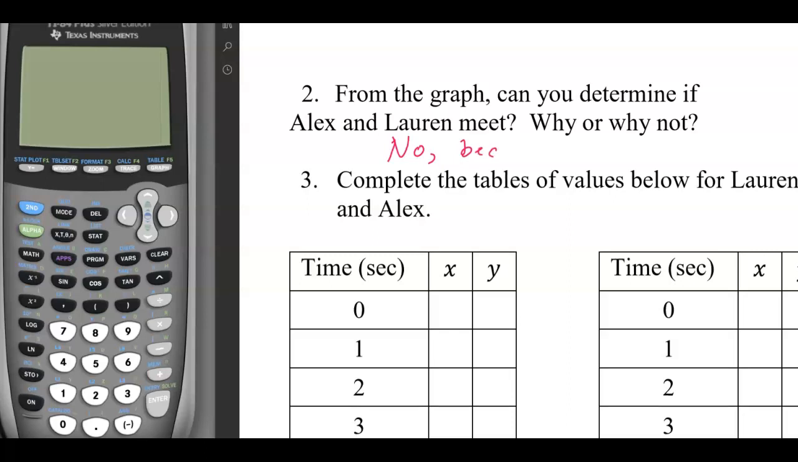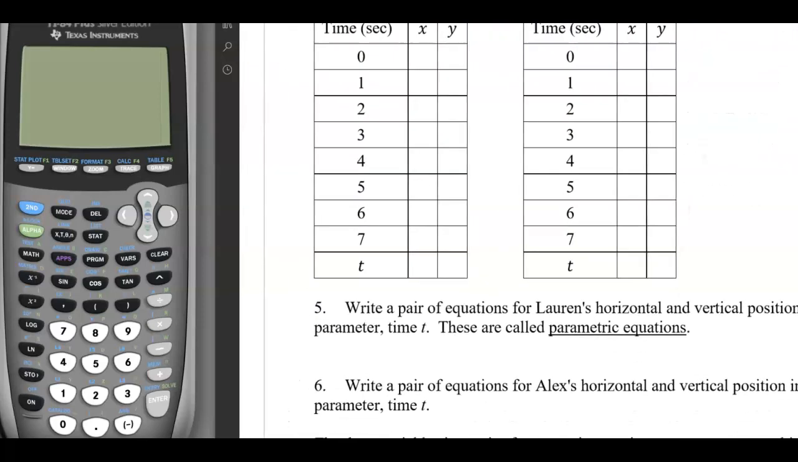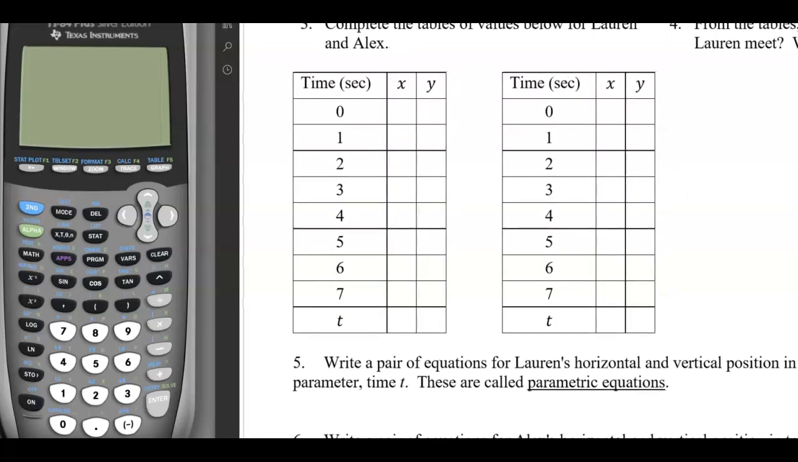No, because the graph does not account for what? Speed or time. It does not account for time. So instead, let's try to represent their movement with these tables that are based on time. So we'll have this one be Lauren, and this one be Alex.